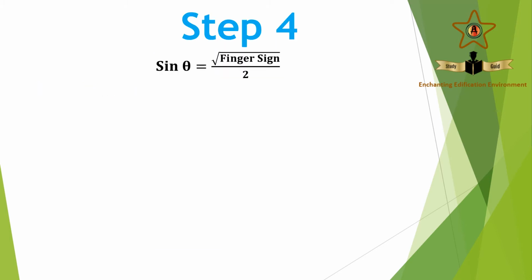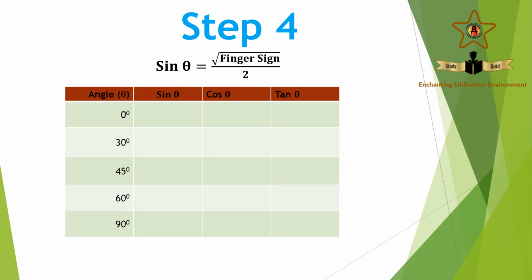Step 4. Sin theta is equal to square root of finger sign divided by 2. Now you can realize why I have used the word finger sign. Sin theta is square root of finger sign divided by 2. Now we can fill this table.